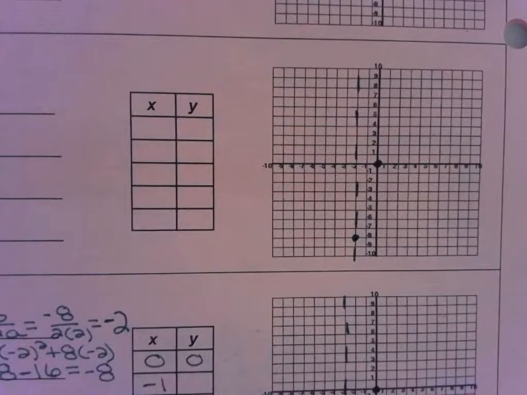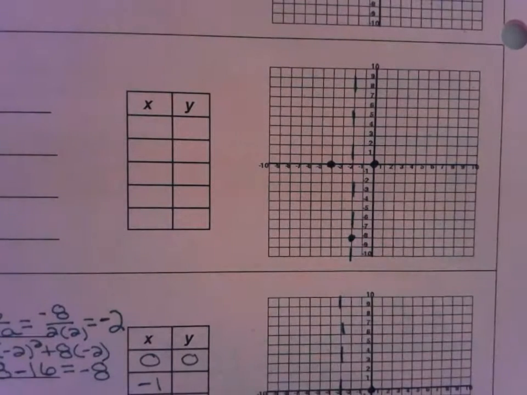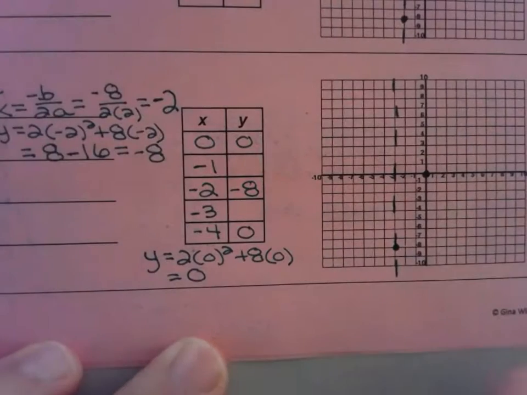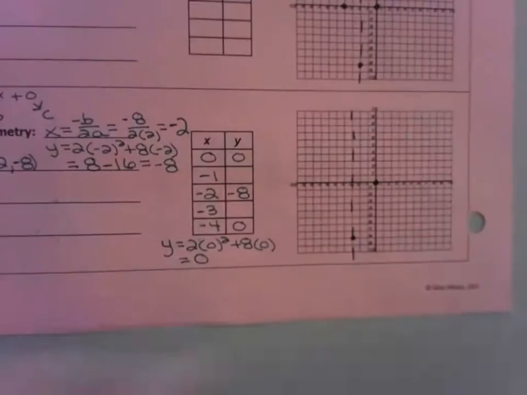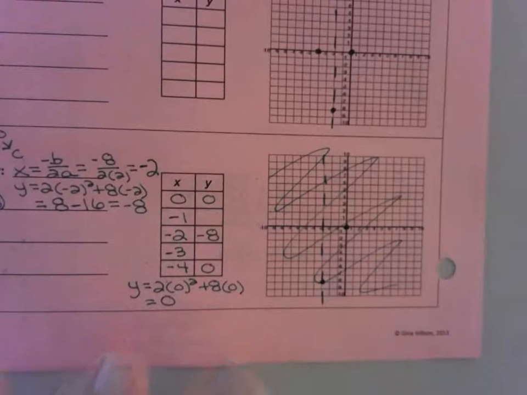Now, if I know that I go right 2 to 0, I know I also have to go left 2. So my other point, using symmetry, would be left 2. And that value would be what? -4, 0. So use symmetry to your advantage. Get it graphed. And then say, okay, if I go right 2, I have to go left 2.